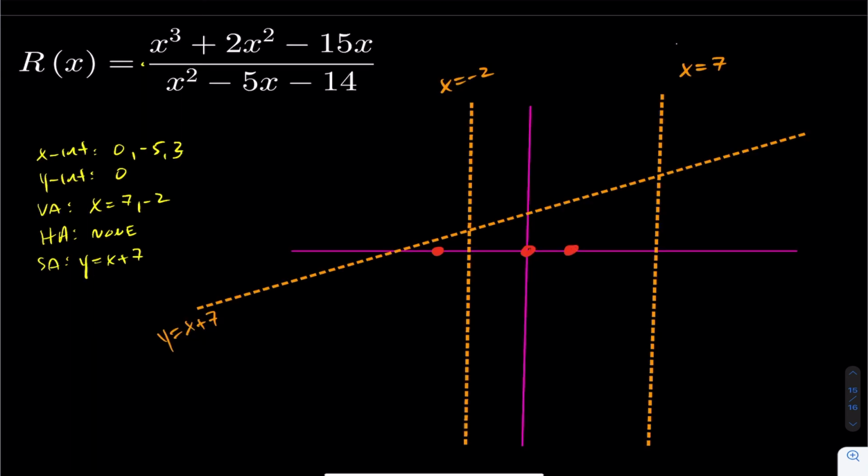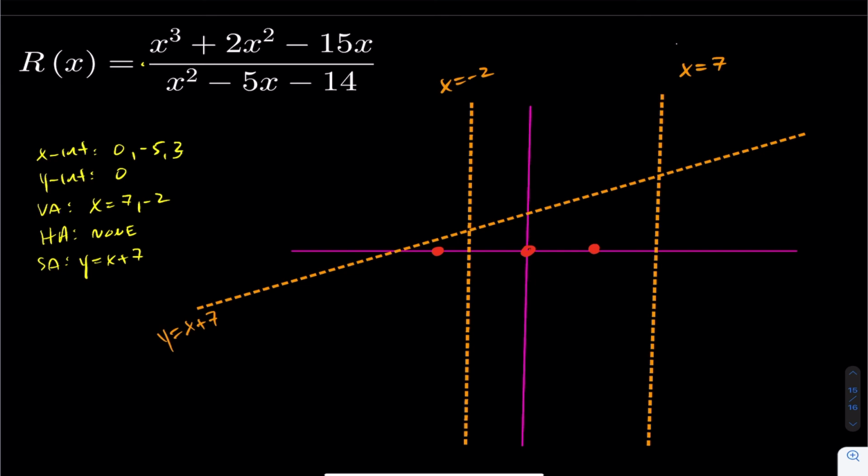You'll see here what I've done is I've plotted my 2 vertical asymptotes. I've plotted my slant asymptote. I've also plotted my points here. We have an x-intercept at 0, another at 3. I should move that one over just a bit. And then we have another one at -5. So again, be mindful of where you're putting these values. You'll notice here that this slant asymptote crosses at -7. This is -2, so I made sure my -5 was between, and then 0 and 3 here.